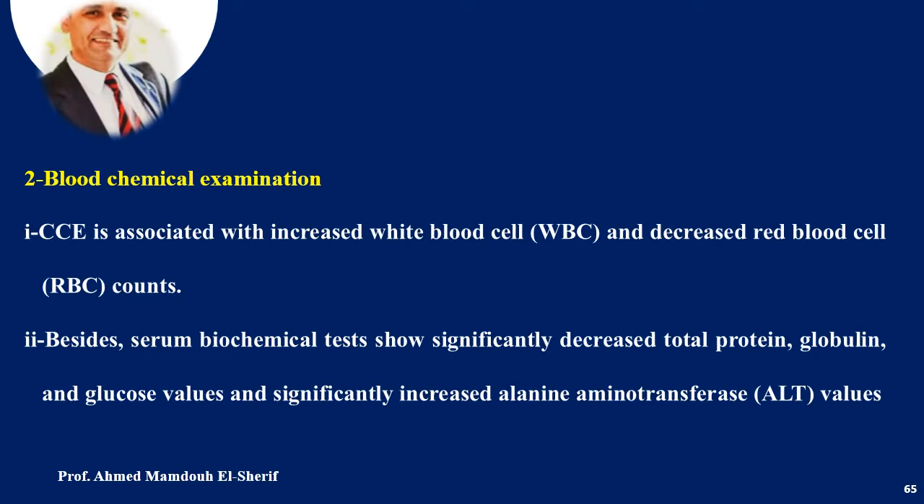Blood chemical examination. Camel contagious ecthyma is associated with increased white cells and decreased RBC counts. Besides, serum biochemical tests showed significantly lower levels of protein, globulin, and glucose values, and a significant increase of alanine aminotransferase, ALT, values.